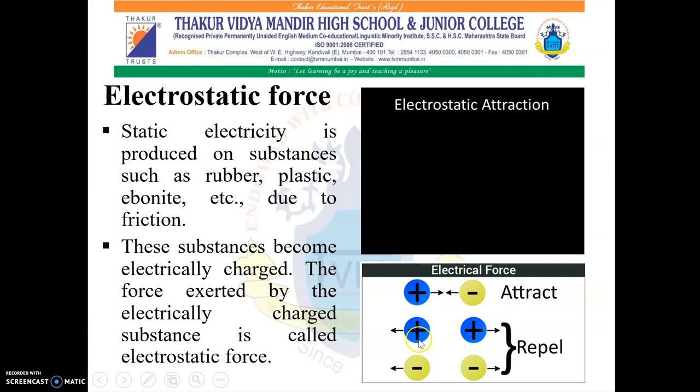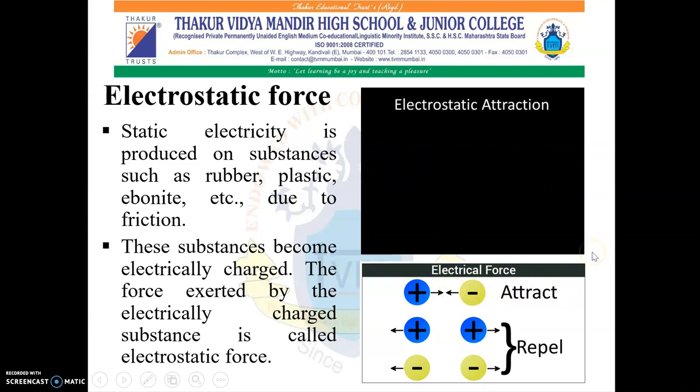Whereas if similar charges, like two positive charges, are brought together, then there is a force of repulsion between them. Both the charges will move away from each other. So is the case with two negative charges. When the charges are the same, both the charges will repel each other. Only if the charges are opposite, that is plus and minus, there is a saying that opposites attract. So opposite charges attract towards one another.